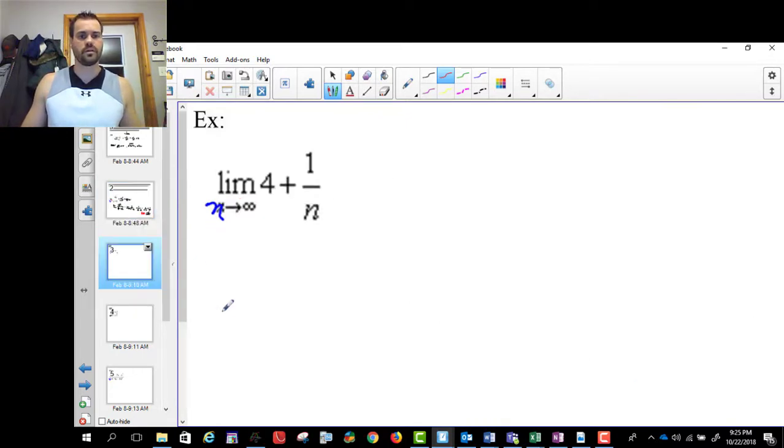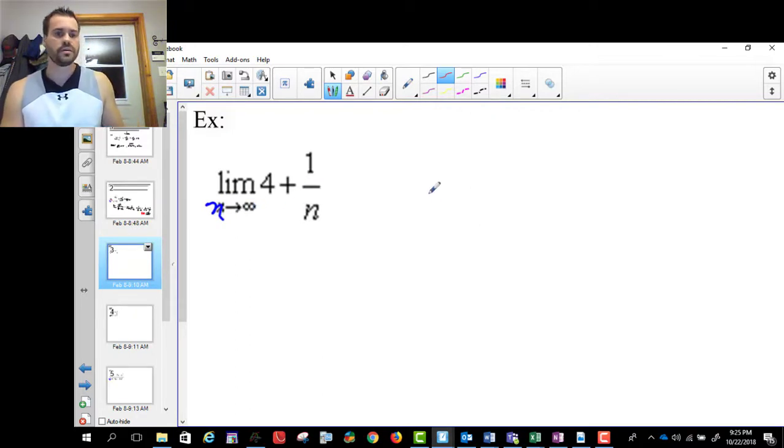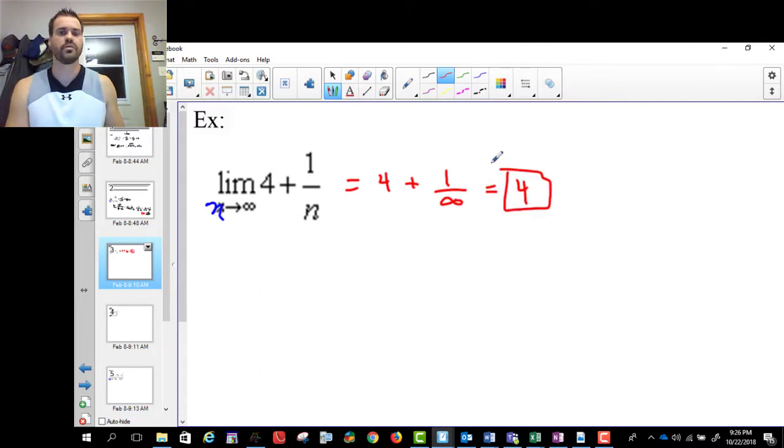So here's another example. I have the limit as n approaches infinity of 4 plus 1 over n. So I start by direct substitution. I start by plugging it in. I get 4 plus 1 over infinity. That gives me 4 because that's 0. And it worked, and I got an answer. So no problem. The answer is 4.